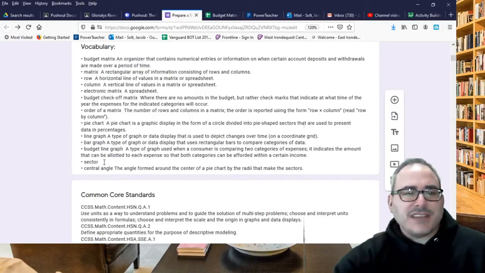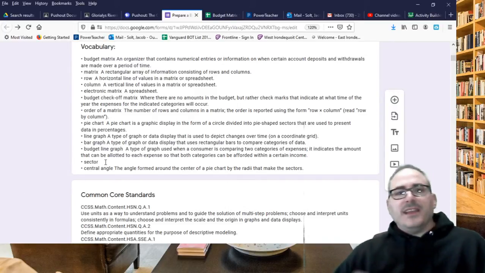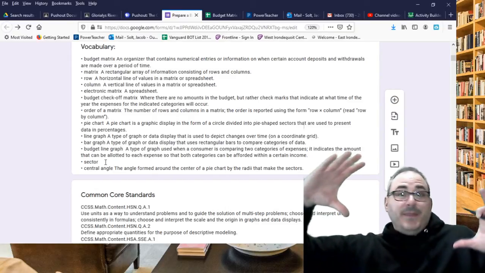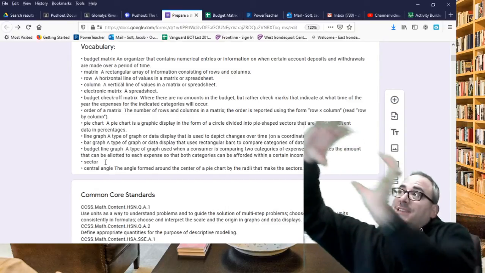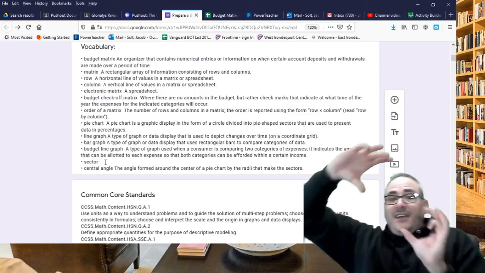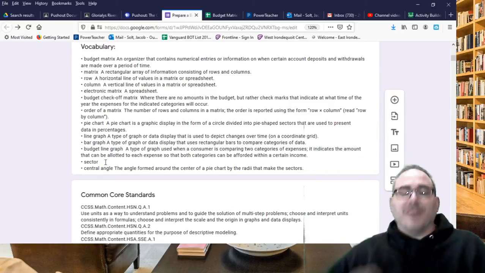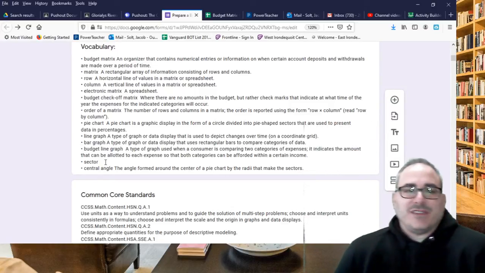A sector. A sector is a piece of a circle. So imagine a pizza. If you took one slice out of that pizza, that one slice would be a sector of the whole pizza. It's like a piece of a circle.